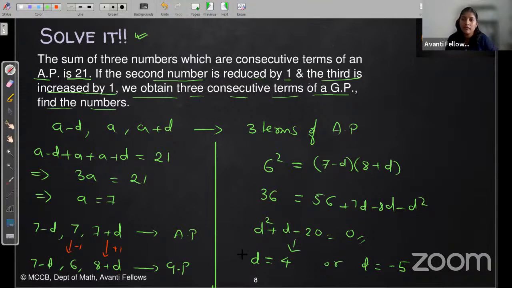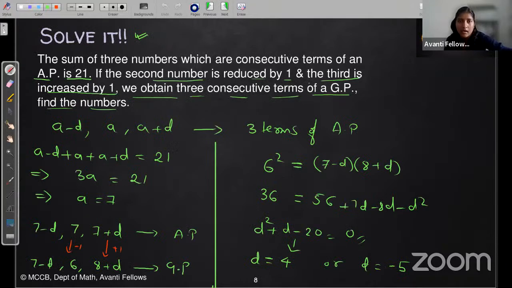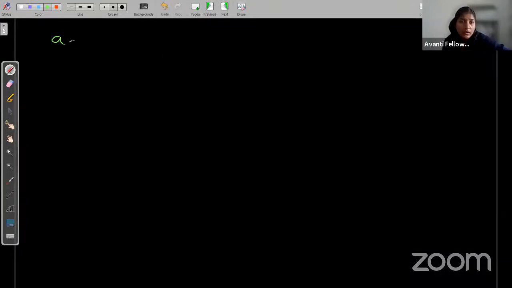So what does it mean? We have the A value and we have got two D values. It means we're going to get two different sets of numbers, two different sets having three numbers each. So this is what we're going to do. Oh, sorry, I'll just add a page here. We already know A is equal to 7.